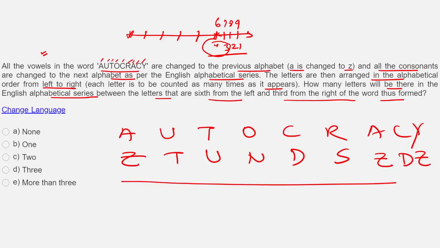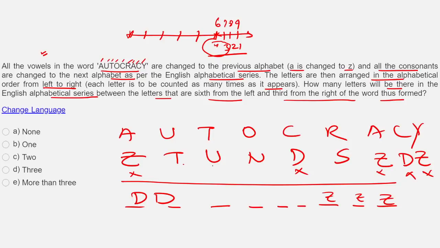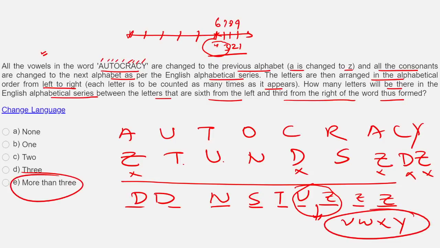Now I have to arrange this in order, right? So what do I get here? Two D's I can see, right? So two D's I'll put, and then I see three Z's, right? So these will anyways occupy the last three, right? So 3 to 5 are done. I am left with 4 more. What is that? T U N S. So what I'll get? N, yeah, S T U. And I have to take care of third and fourth letter from the right hand. Between U and Z, how many are there? U, V, W, X, Y. 4. More than 3. That should be my answer.